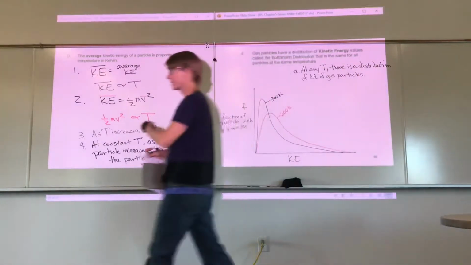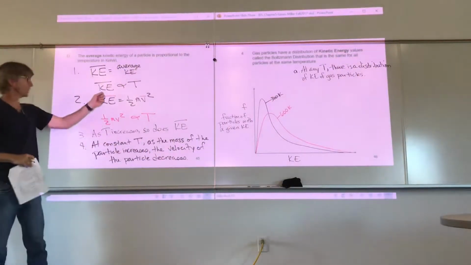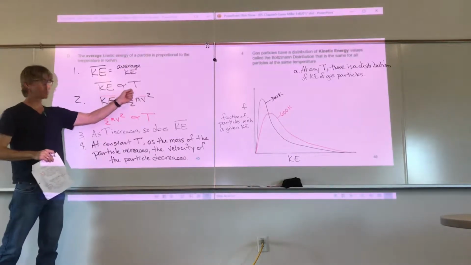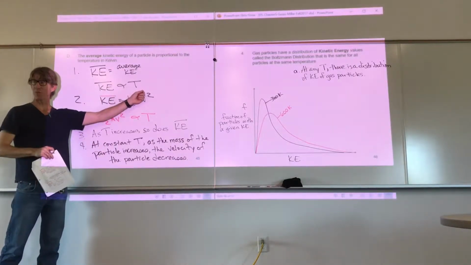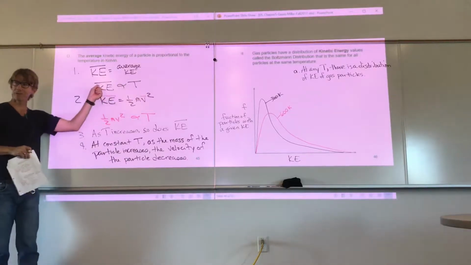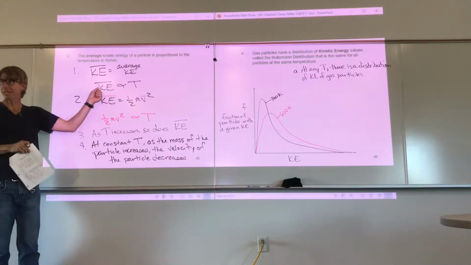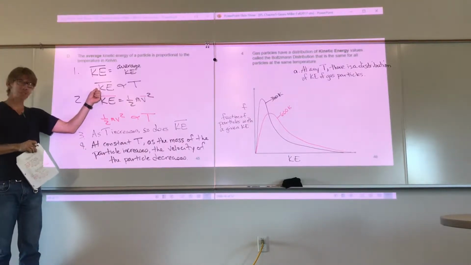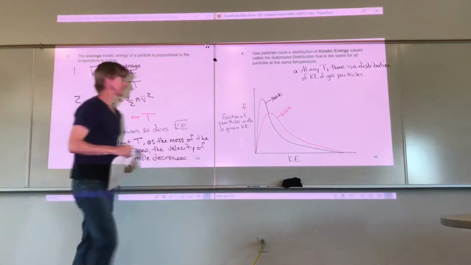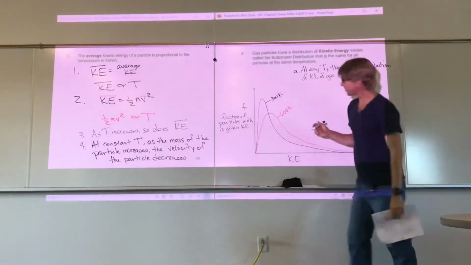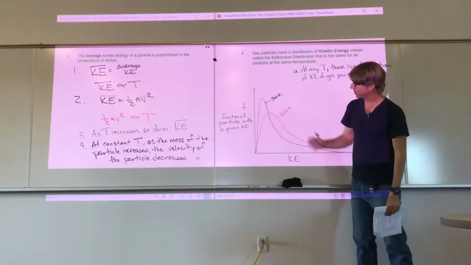Now, on the previous slide, what I said was that average kinetic energy is proportional to temperature. What that means is that if temperature doubles, average kinetic energy should double. We should understand this. Now let's talk about what the average is, and I'll zone in here on a couple points.